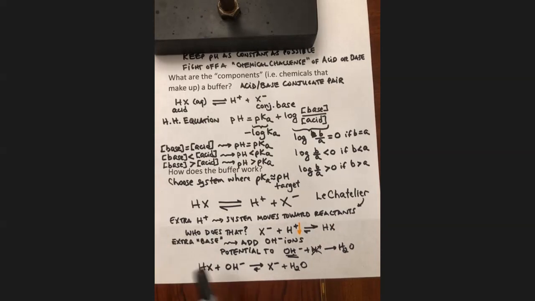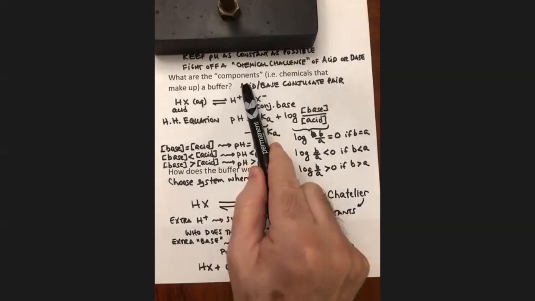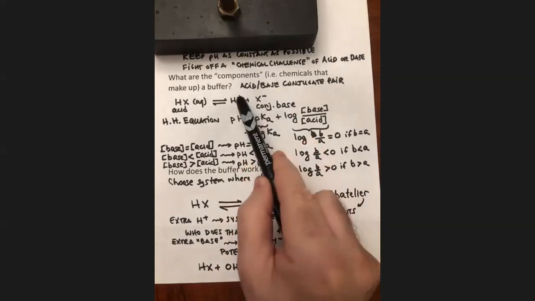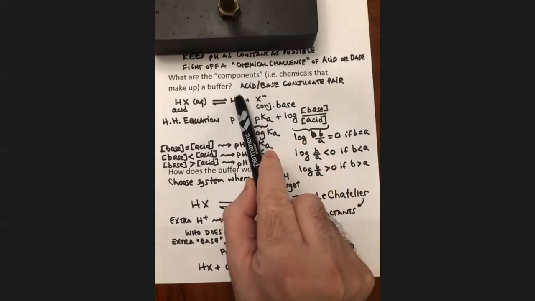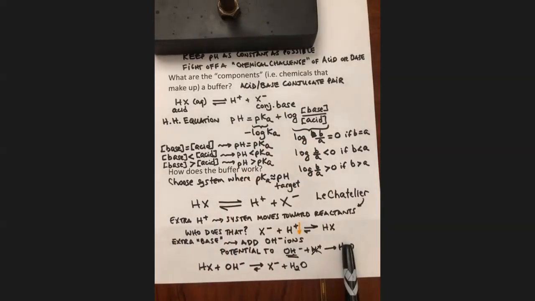Well, let's remember the components of the buffer are the acid and the conjugate base. The protons are not a component of the buffer, right? Because they're going to get wiped out anyway. Okay? All right. So let me pause here, see if there's any questions.